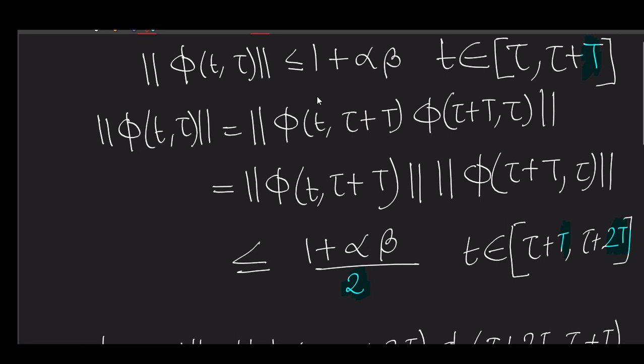If we are taking the same time interval between two time points, how to make you understand. When we are talking between 5 and 10 seconds, we are getting the value of phi(t, tau) that is 1 plus alpha beta, and when we are talking about 10 to 15 seconds, then it is becoming 1 plus alpha beta by 2.